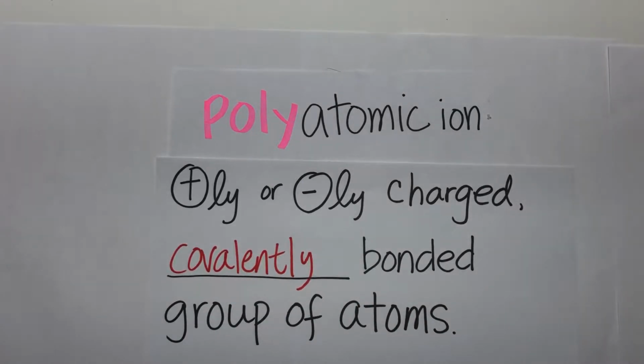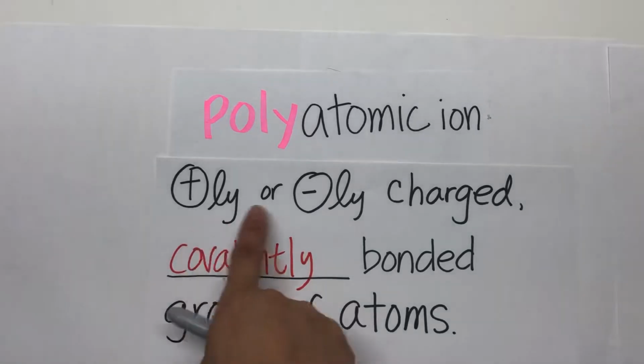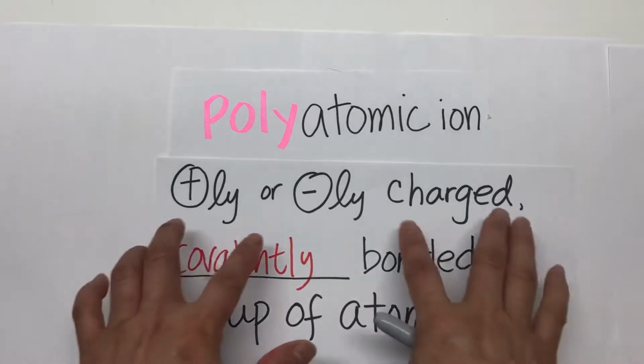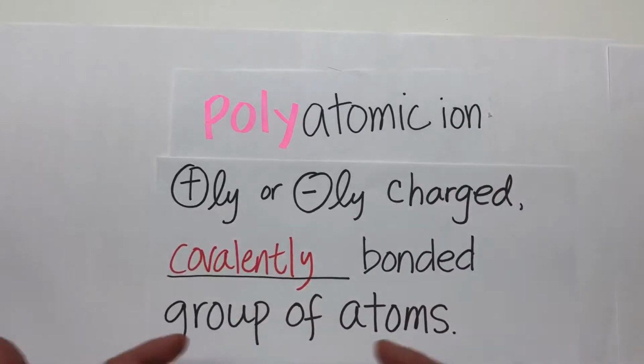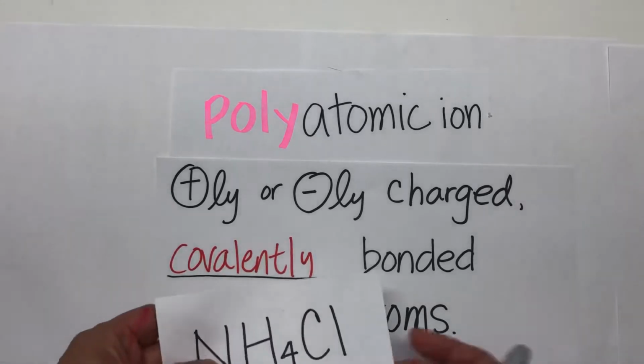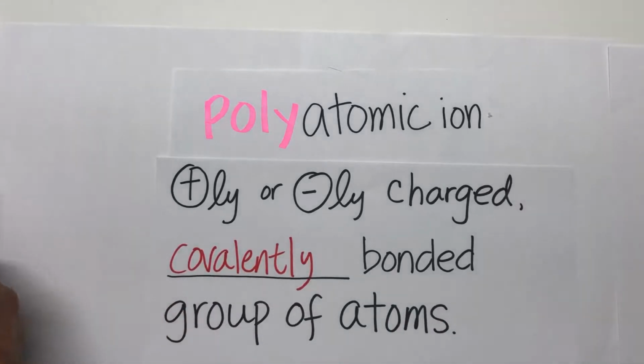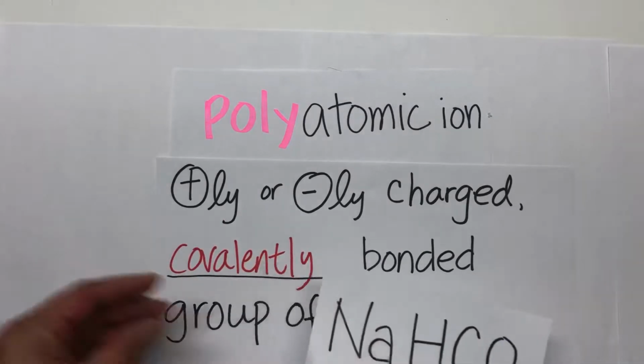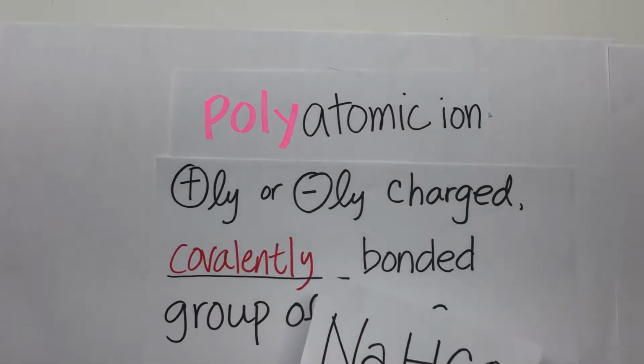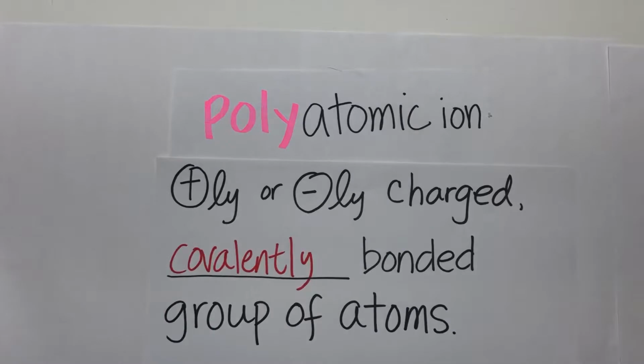Once again, remember how to read a science sentence. Don't just read it. Think about what you're reading. Positively or negatively charged. Because it's charged, it's an ion, but they are actually covalently bonded. These are covalently bonded, although this is the metal. But they have a charge, so they're ions.